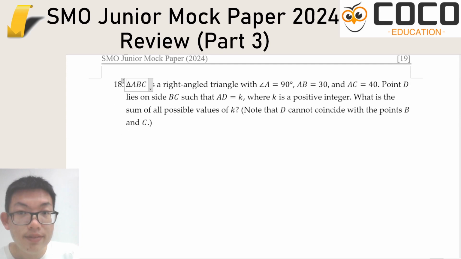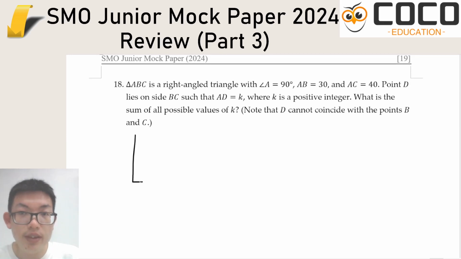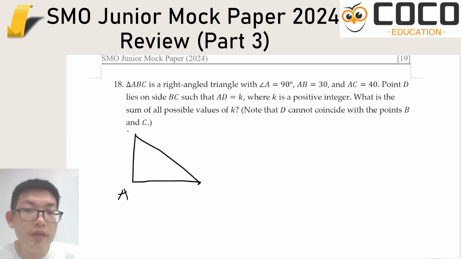Question 18. ABC is a right-angled triangle with angle A being the 90-degree angle, AB is 30 and AC is 40. So straight up, I'm giving you a 3, 4, 5 triangle, but I'm scaling it up to 30, 40 and 50.